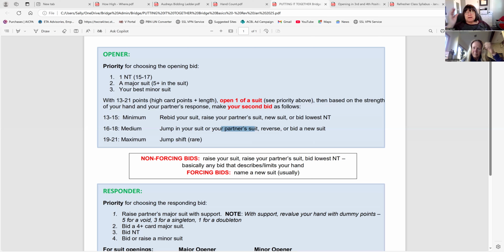So partner has bid 1 heart. We have a fit. We're in the 6 to 9 category. So we are going to raise 1 level. We're going to bid 2 hearts.